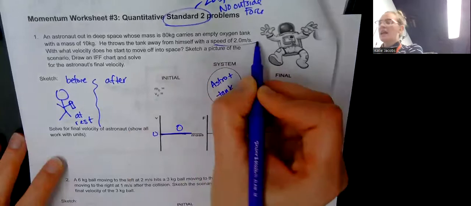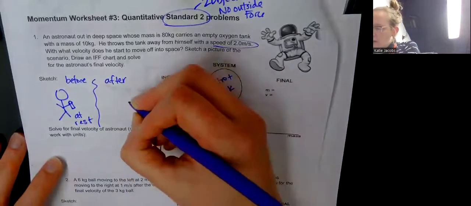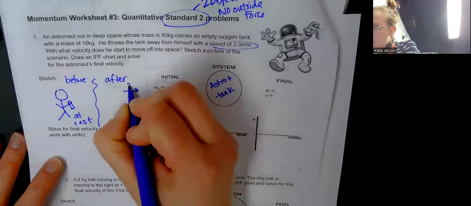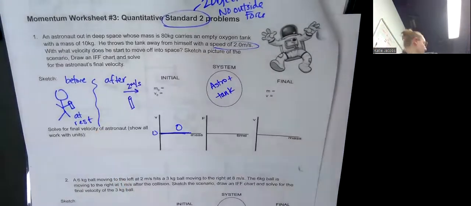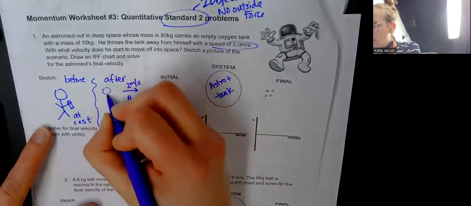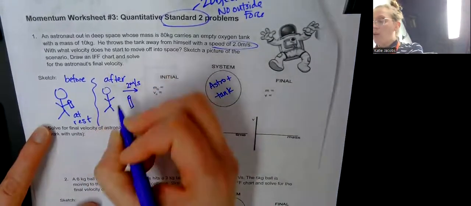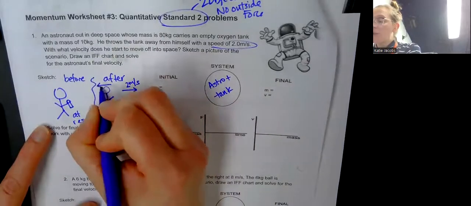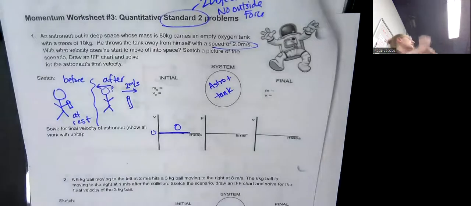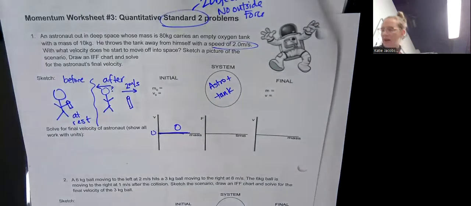Now, they don't say if it's moving right or left, so we get to pick. I'm going to say the tank is moving to the right at 2 meters per second. And the astronaut, we don't know his velocity, but we do know he's moving left. Because if they're at rest at the beginning, and then he throws the tank one way, he has to move in the opposite direction. Just like our cart demo on Friday.